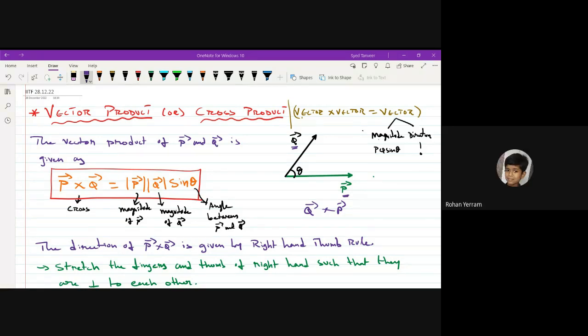What is the direction of Q cross P? Sir, it will be out of the screen in the Z direction. P cross Q is out of the plane. Q cross P is? Same answer? Is it commutative? No, it's not commutative. Okay, sir.